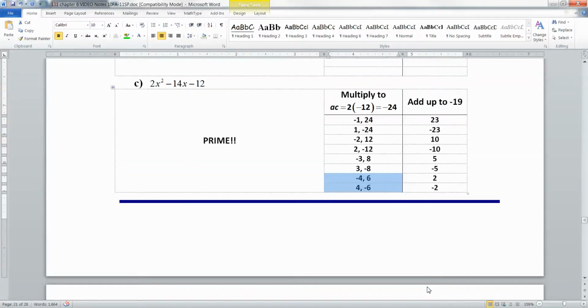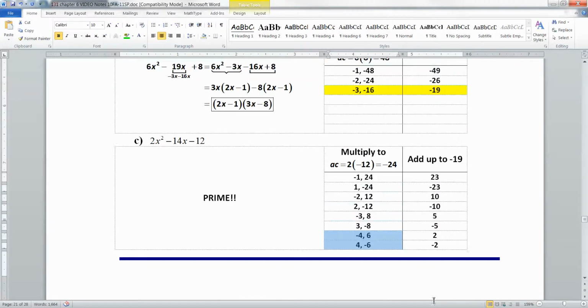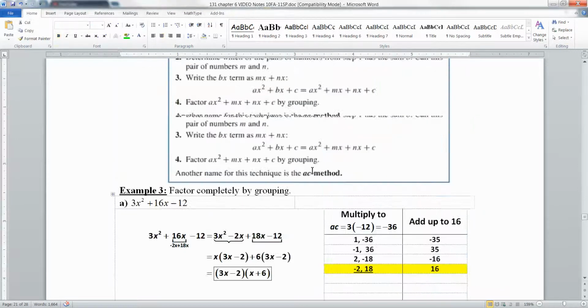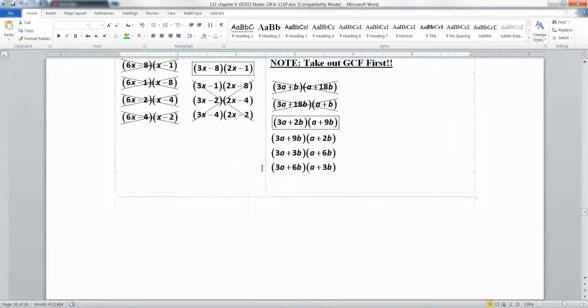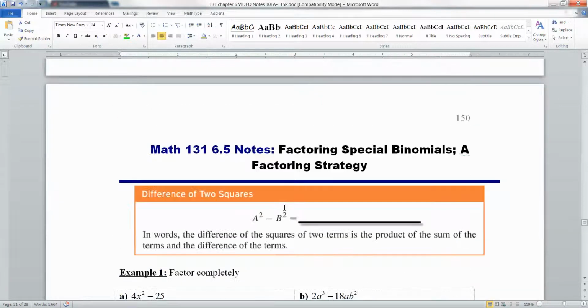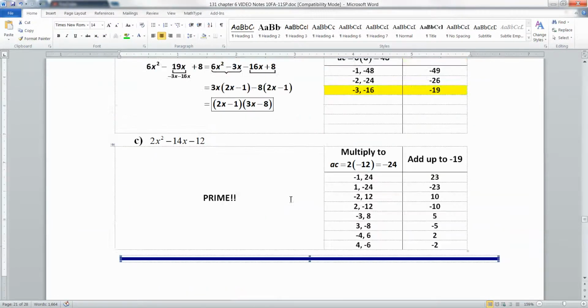And I will see you back here for the next section, which is actually the simplest factoring. So we went from the hardest factoring possible, which is actually this trial and error stuff, to the simplest factoring you're going to have, which is the difference of squares and sum and difference of cubes. So I'll see you here then.